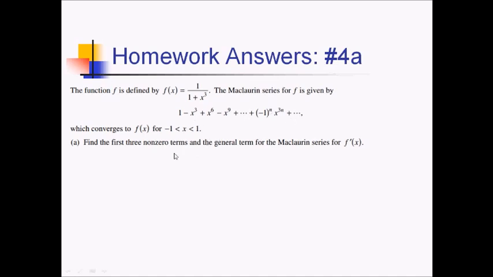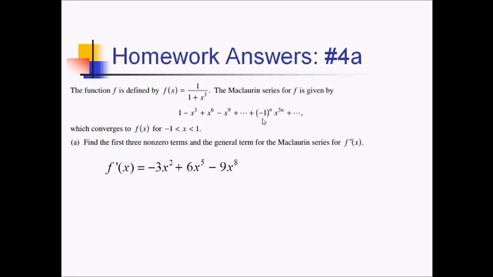So we need the first three non-zero terms. Derivative of 1 is 0, so that doesn't really help. The next derivative, though, that's going to be negative 3x squared. After that, we've got positive 6x to the 5th minus 9x to the 8th. And now the general term, we're just going to multiply by that exponent of 3n.